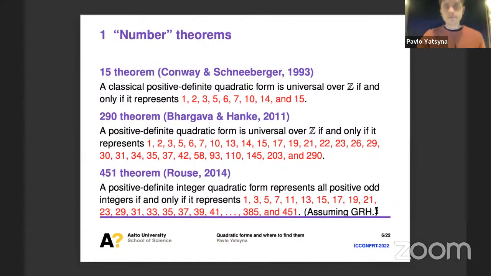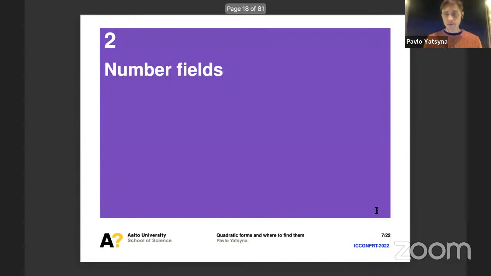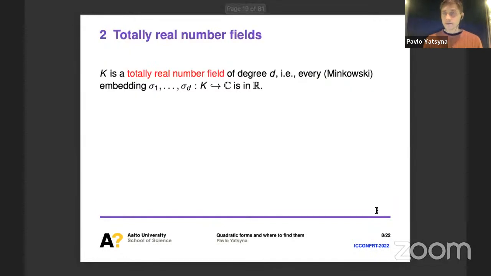And essentially, these number theorems give us a good picture of what we know over rational integers. And what I want to present to you is how these ideas and how these problems can be tackled over number fields. So let us maybe go here. By number field today, I will always mean totally real number field. So we have K, which is going to be a totally real number field of degree d.